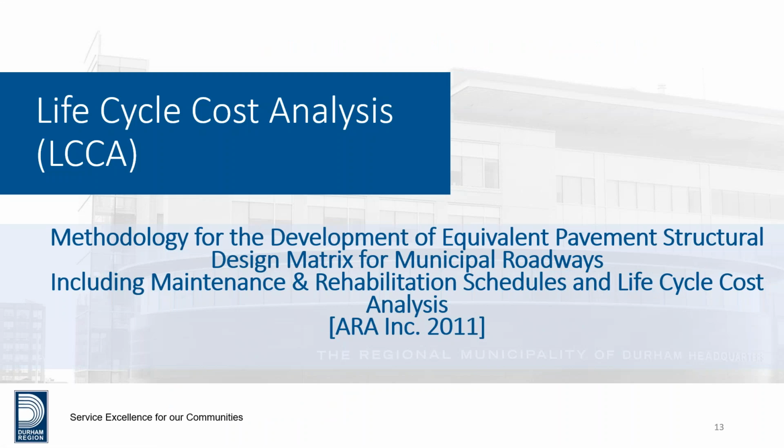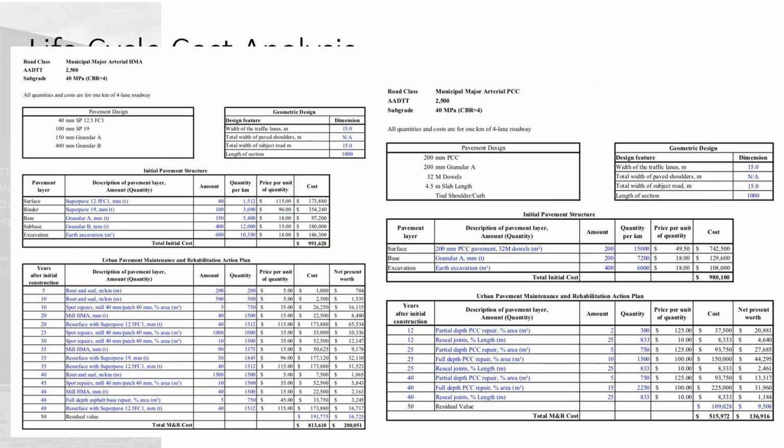Okay, so the life cycle cost analysis, there's this document that I believe is available if you search it online. It might even be on the Concrete Ontario website, but it's out there, and it's by the ARA, and it's called the Methodology for the Development of Equivalent Pavement Structural Design Matrix for Municipal Roadways. And it talks about how you can do a life cycle cost analysis, and it's sort of the MTO approach. So this is an excerpt from that document, and it gives you an idea of how to do this. It's not a complicated exercise, but it does require a lot of assumptions.